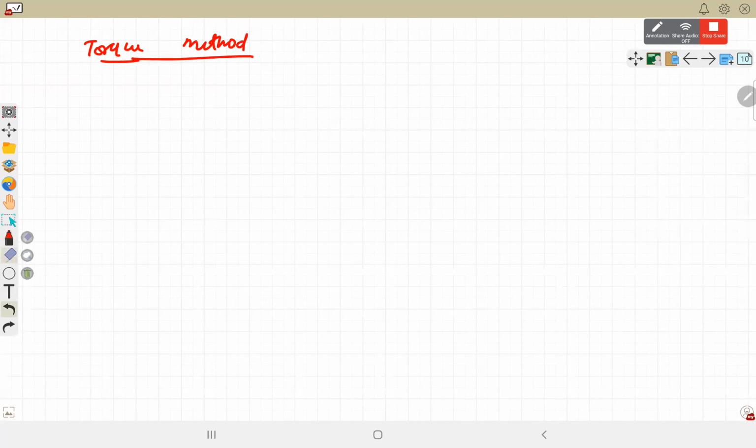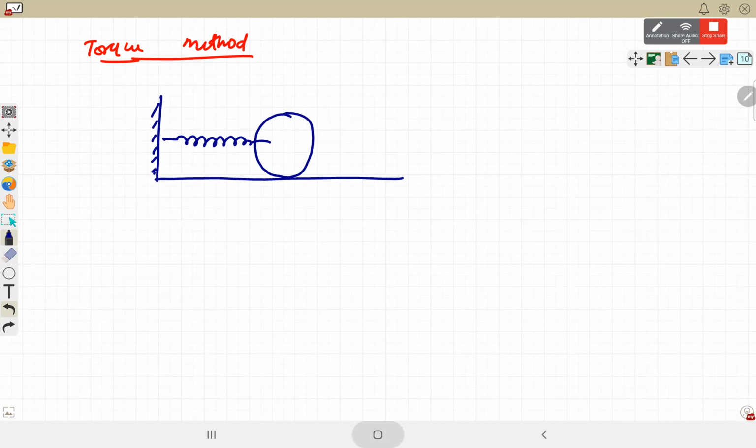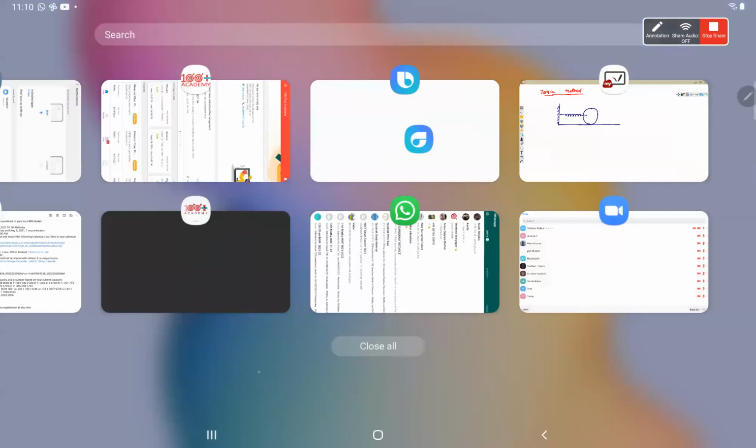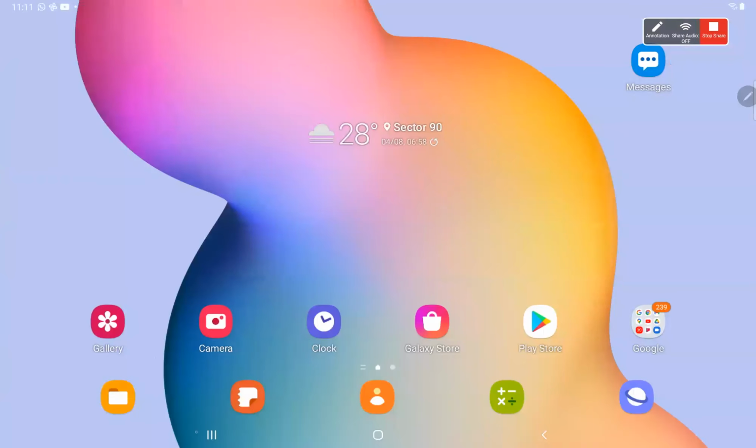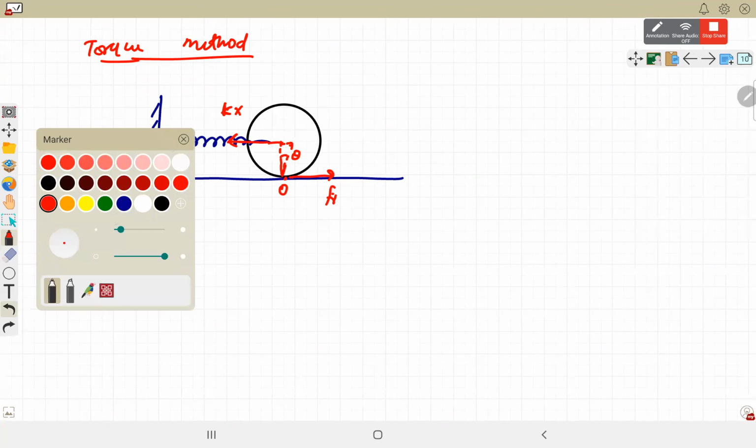Pure rolling means it is not slipping. ये ground पे जो point है वहां पे slip नहीं हो रहा है और हम इसके about इसका torque consider कर सकते हैं. We can consider the torque about point O, means either the force kx when it is elongated kx and there is a friction Fr. So when it is elongated by x, that means with respect to the point of contact with ground, this has rotated slightly by an angle theta.